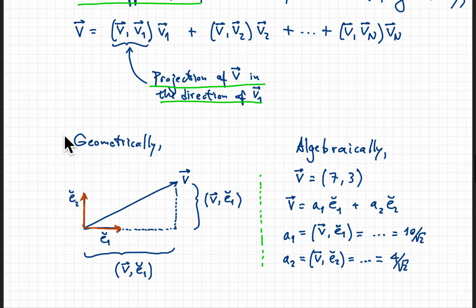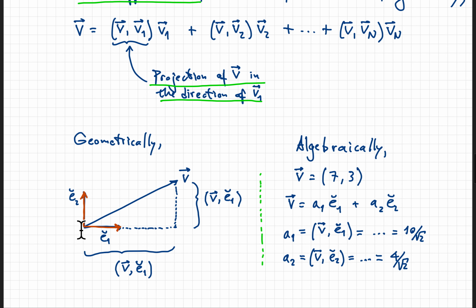Geometrically, what this is telling us is, let's say we have two basis vectors e1 and e2. Then our vector v is this vector here, the long one, and the projection of v in the direction of e1 is given by this inner product of v with e1, and this length here is v with, this should say e2. This is the projection of v in the direction of e2.